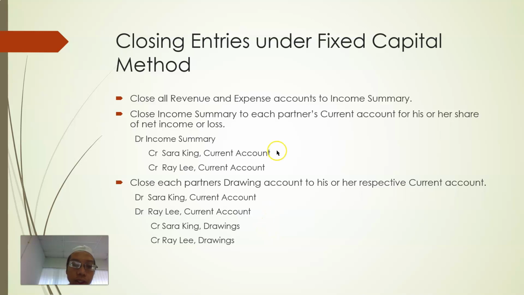And here, this is the main difference between the fixed capital method and the method that I have shown you in the online lesson. In the method I have shown you in the online lesson, when we close the income summary, we send it off to the capital account of the partners. Here, the difference is that we will close the income summary and send it off to the current account of the partners.